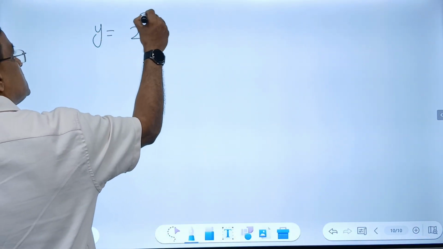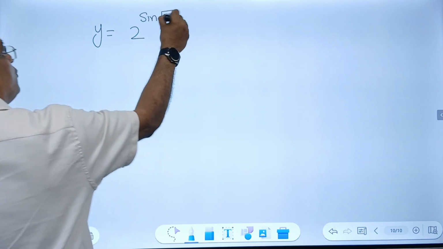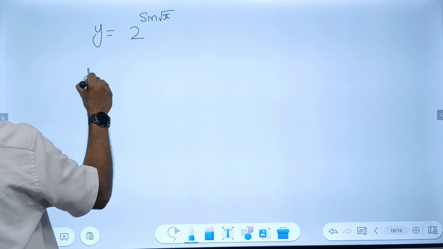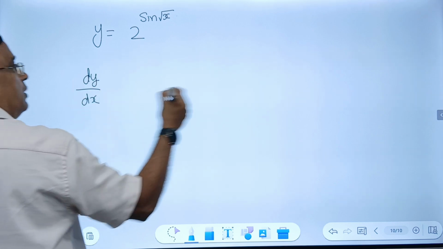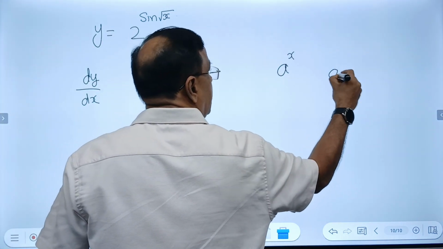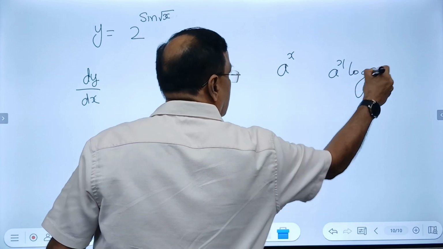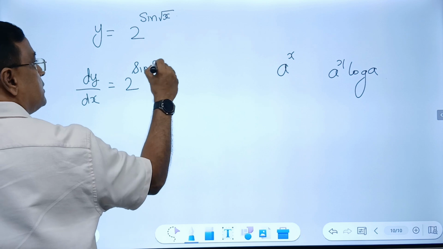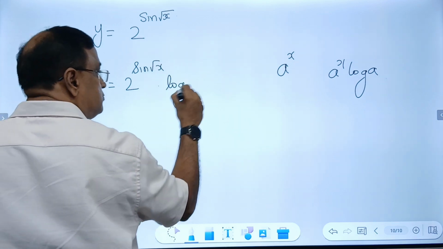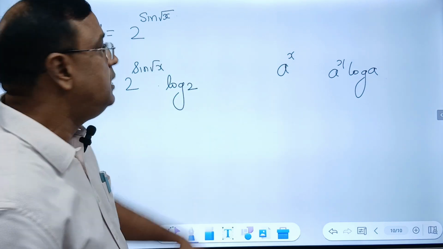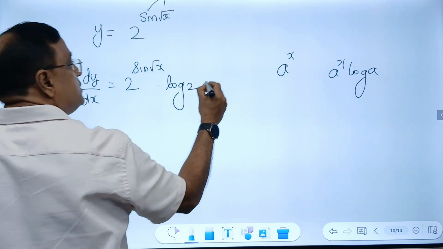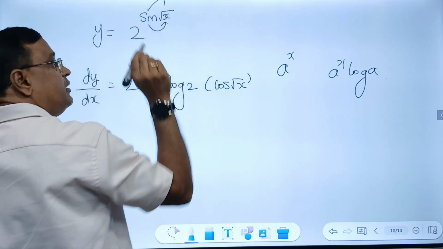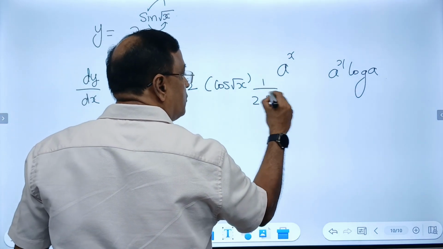2 to the power of sine root x. Suppose I have a question. This is also exponential, but I have not dealt this formula. dy by dx will be, a power x differentiation is a power x log a. So 2 power anything will be 2 power sine root x into log 2, using that formula. Then differentiate sine. What is that? Cos root x. After sine, what I differentiate? Root x. 1 by 2 root x.